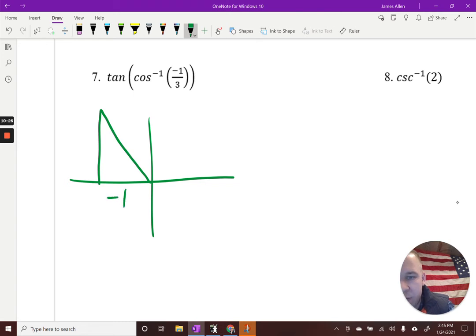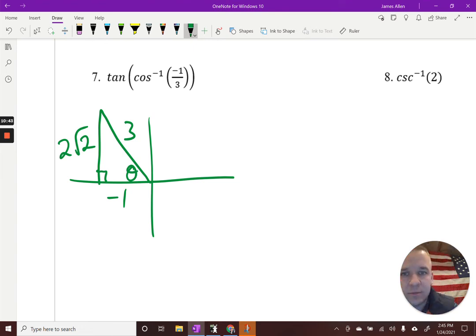So I'm going to have negative 1 here, and I'm going to have 3 here, but I already know from the last problem, this is going to be 2 root 2, right? Why do it again? I mean, it's so much fun, but I'm just going to save some time. There's my reference. So tangent of that.